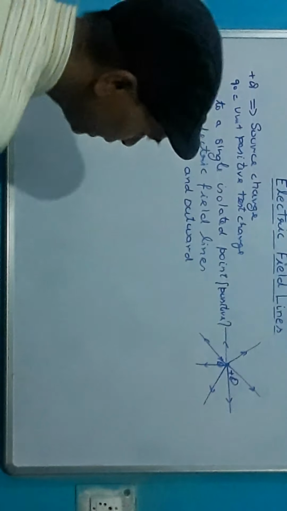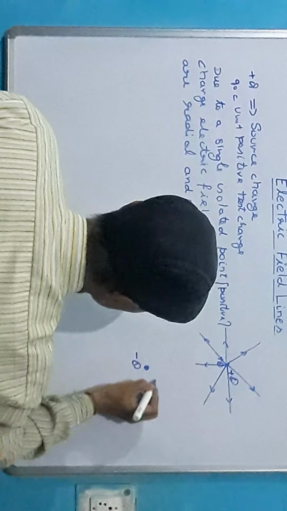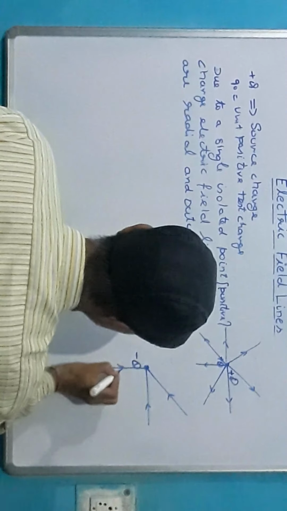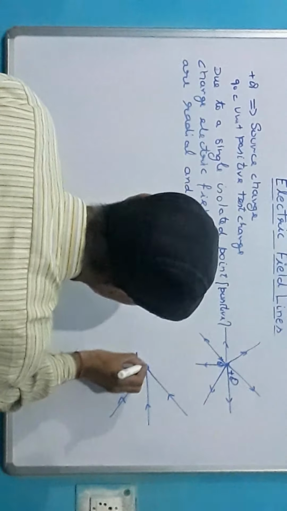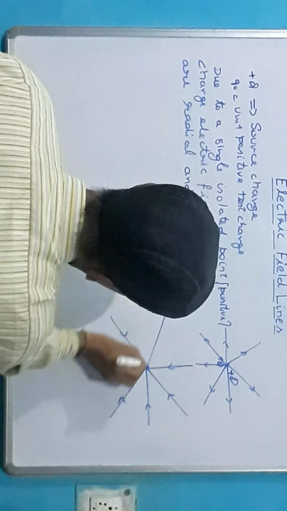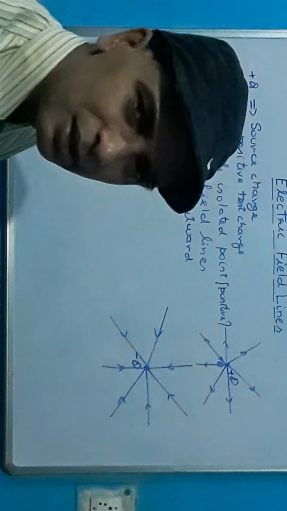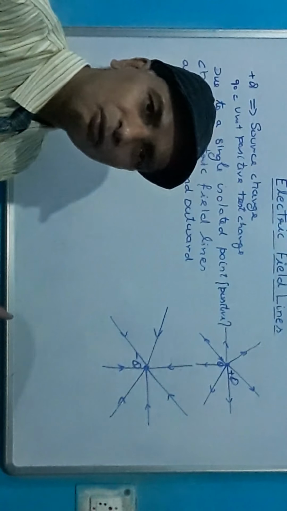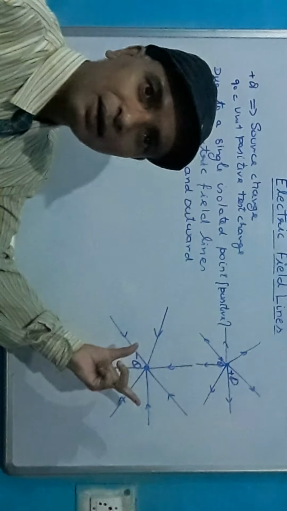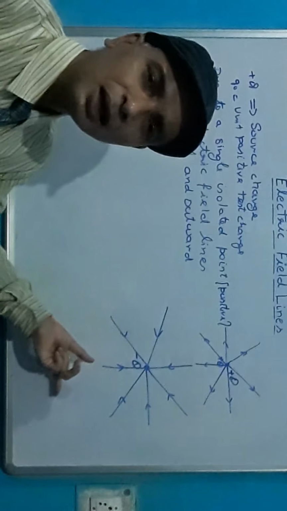In the same manner, I can draw the electric field line due to a source charge which is negative. The electric field lines will be radial and inward. It means that if we have a unit test charge in the electric field produced by the source charge, then the negative charge will attract the unit test charge, and this path will be the electric field lines.